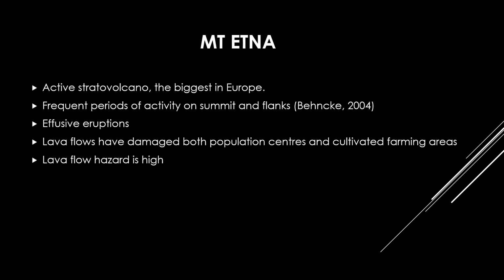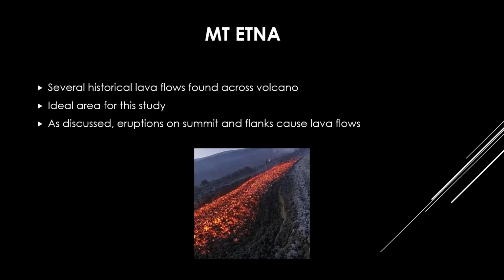The lava flows created by these effusive eruptions often have damaged or destroyed local population and farming areas, meaning that the risk posed by this lava flow hazard is considered fairly high. The almost constant activity at Mount Etna means there are several lava flows of varying size and type across the volcano. Thus, this area is ideal for a study of lava flows. These lava flows are generally caused by eruptions at Etna's summit or on its flanks. Therefore, the following section will explain how these eruptions occur and the frequency of them.